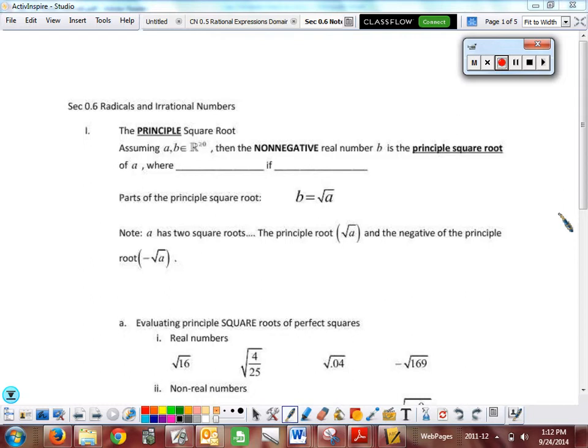All right, so taking a look in this section for 0.6, we're going to start with something that I think is kind of misunderstood by a lot of students when we're doing Algebra 1, okay? And that's mostly because when you look at square roots, if I were to ask you what squared equals 9, what would you say? 3 and negative 3. That there are two options to this.